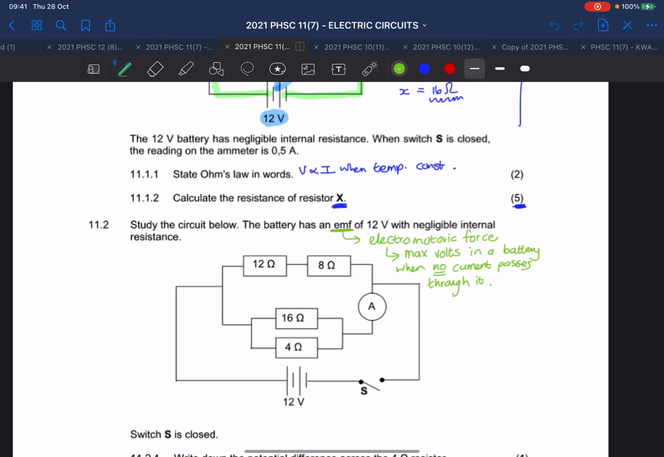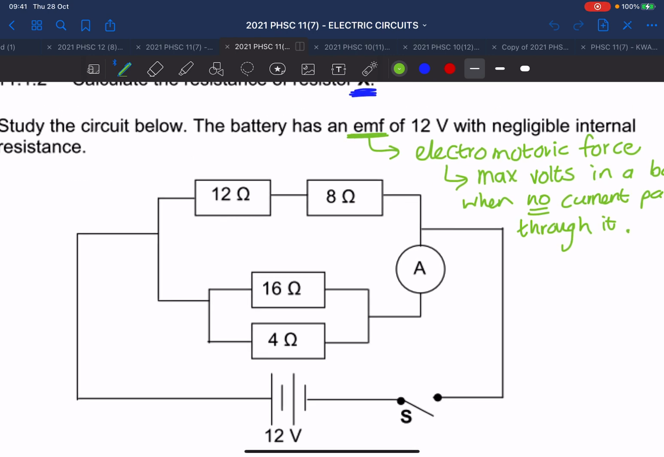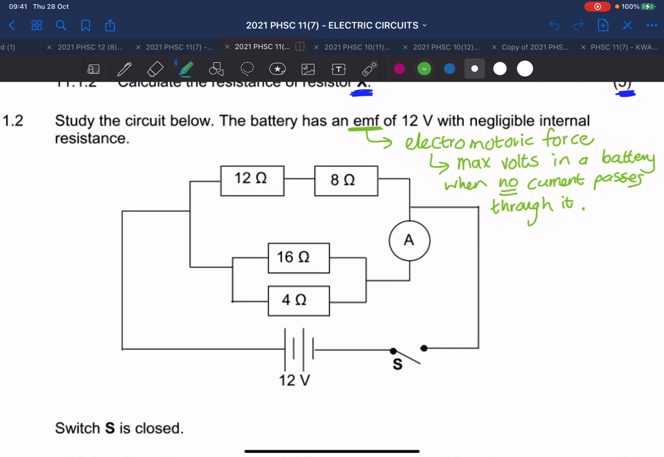Alright, so now we're going to highlight. We see that the current passes through there. Then the current splits up. Yeah. Splits up there and there.